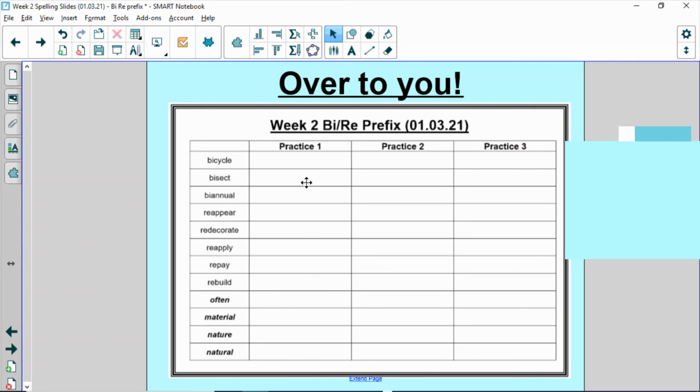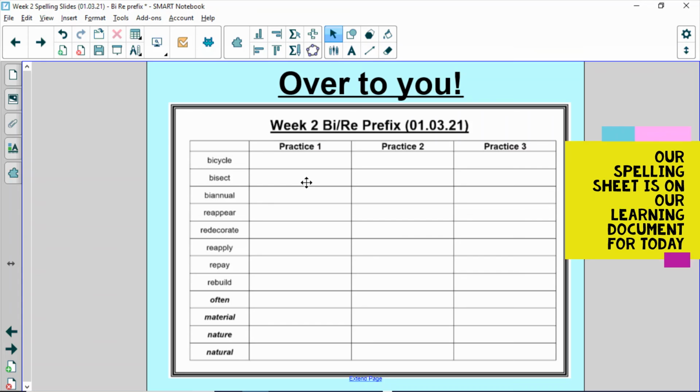We've got a spelling sheet and you can find this on our learning document for today and you can download it if you'd like to. You can even print it there if you'd like to. Now you've got some choices here. Today you could either use the practice 1, 2 and 3 boxes and see if you can practice all of our words using our look, cover, write, spell check. Or you could just practice one lot today and then you could do practice 2 tomorrow and then practice 3 on Friday. The choice is yours.